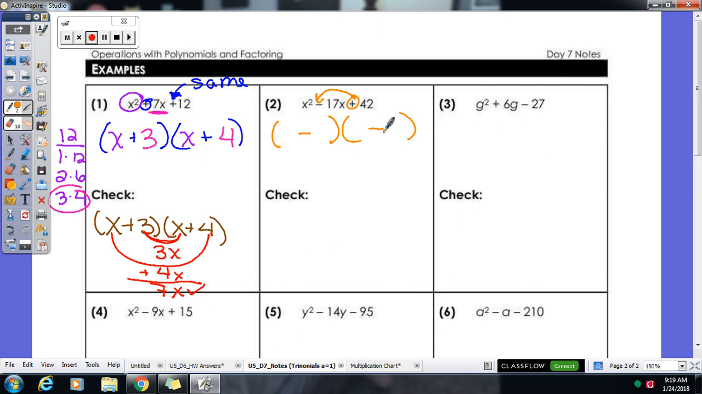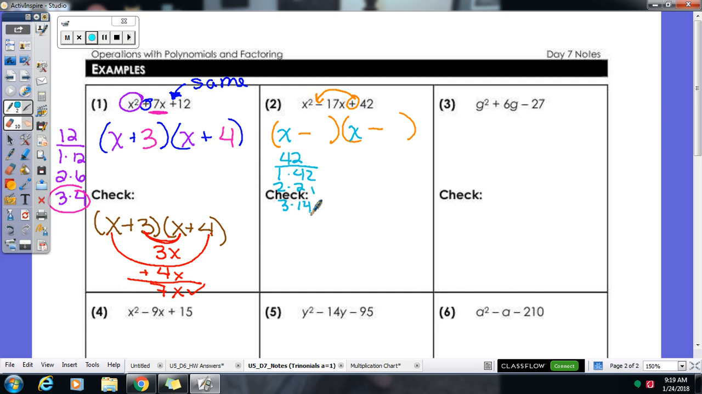So then we look at our first term, our x squared. What multiplies to give us x squared? X times x. So down here I'm going to make my list, all of our factors of 42. There's a lot of them. We got 1 times 42, 2 times 21. Does 3 go into it? 3 times what? Does 4 go into it?